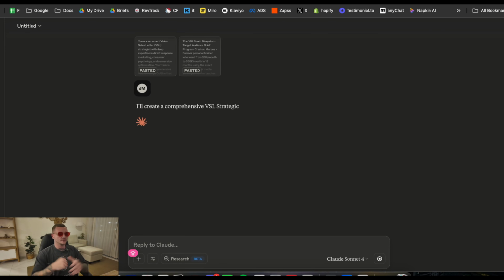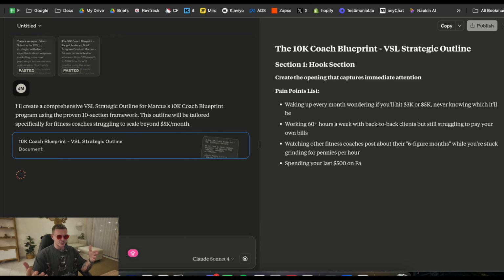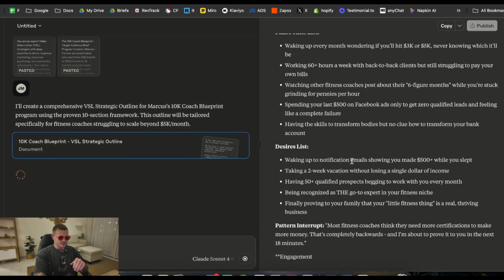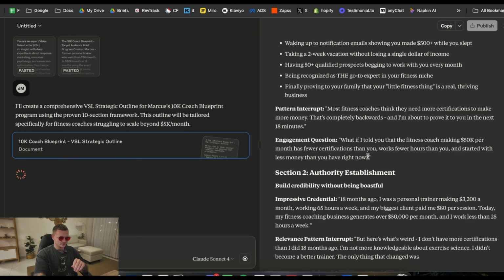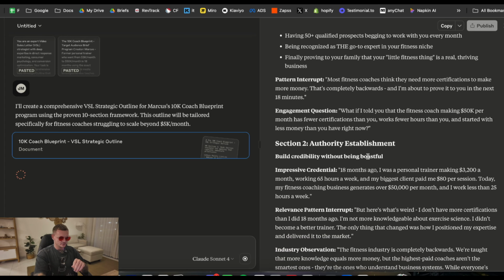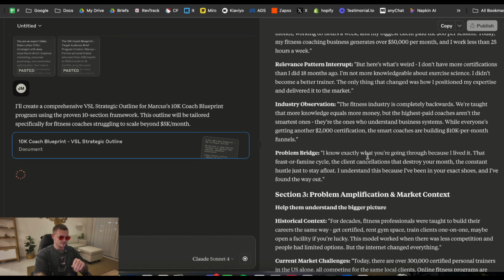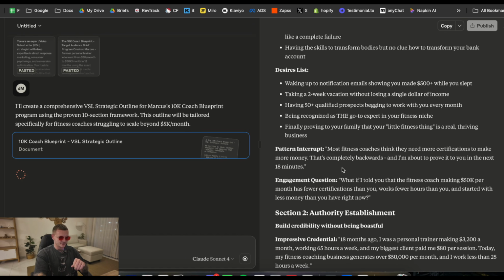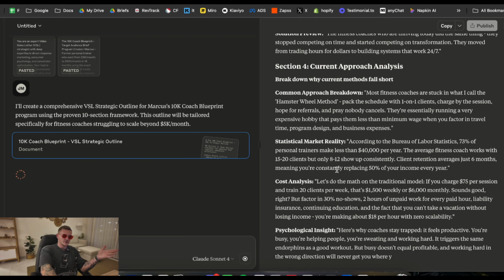So this is going to write our full VSL script, again, that we would just need to take out and copy chief. So here we go. Hook section, pain points list, desires list. This is looking not bad. Again, it's basically just telling us the pattern interrupt. Most fitness coaches think they need more certifications, more money. That's completely backwards. And it's giving us the full script.